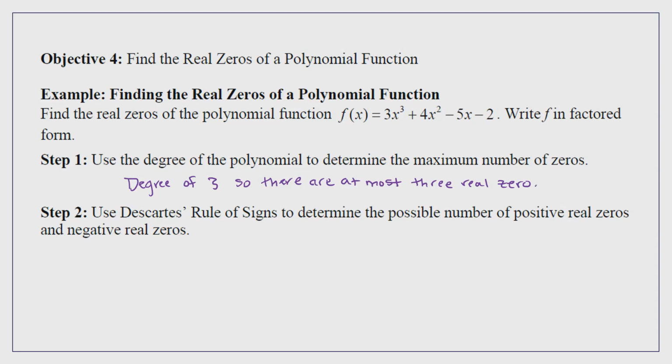Okay. Step 2, use Descartes' rule of signs to determine the possible number of positive real zeros and negative real zeros. So we'll take our original function to find the positive real zeros. And remember, for Descartes' rule of signs, we are trying to determine the sign variations in the function. So the only sign variation or change that I found is between the second term and the third term. So that means there is one positive real zero.